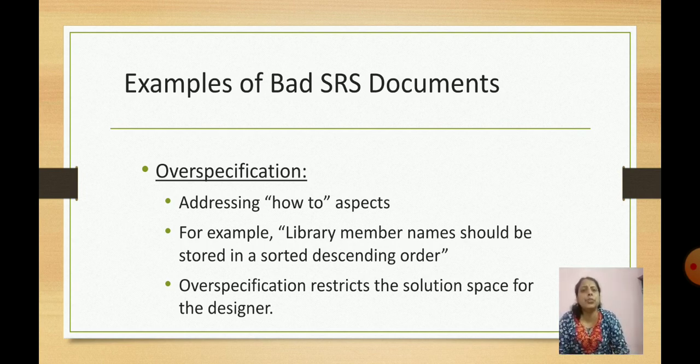The next is over specification, addressing how to expect. For example, library member names should be stored in a sorted descending order, means how to store, that will not be explained in the SRS document, okay. So if it is explaining how to store, then it is a characteristic of a bad SRS document. Over specification restricts the solution space for the designer, okay. If there is much more specification, then it is difficult for a designer to design the document.